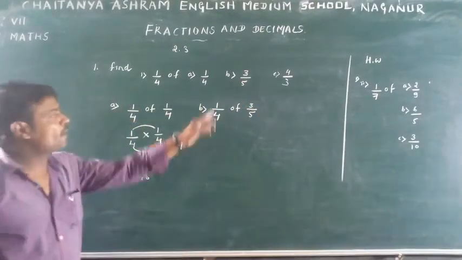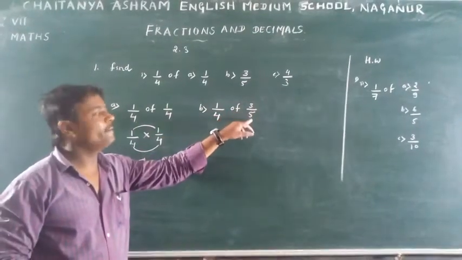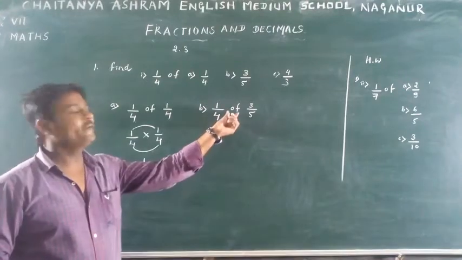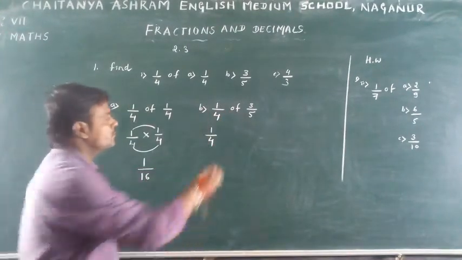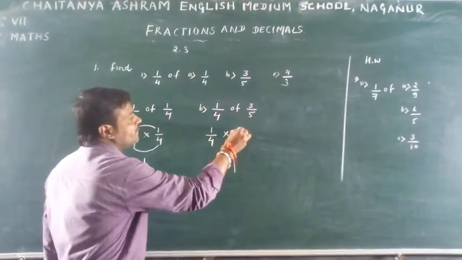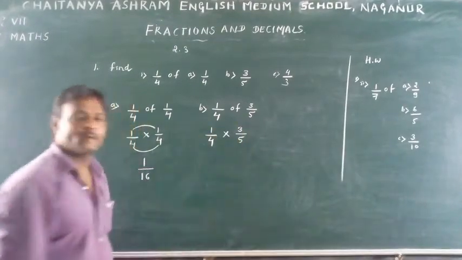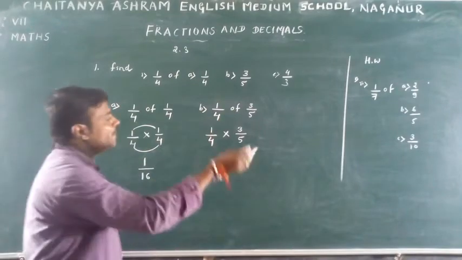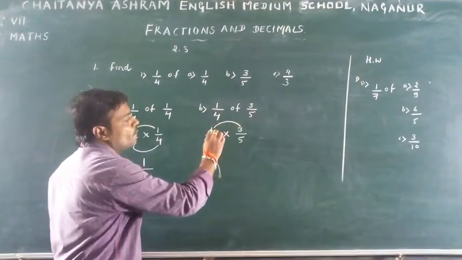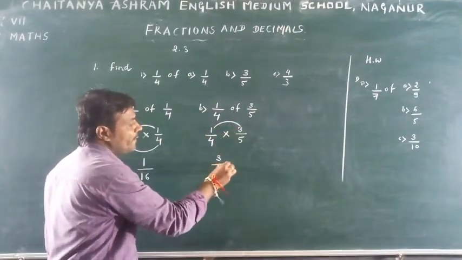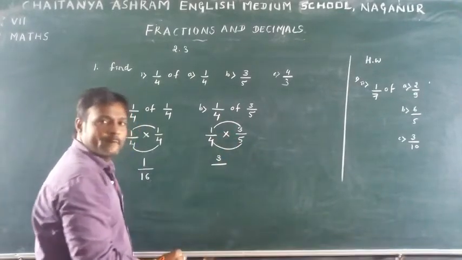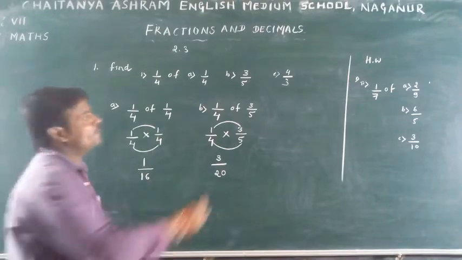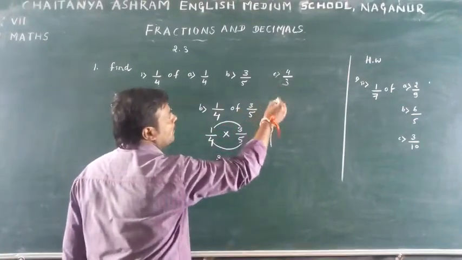And see this second one, 1 by 4 of 3 by 5. Obviously, write 1 by 4 as it is. Of represents multiplication, so write the multiplication sign, 3 by 5. So multiplication of a fraction by a fraction. Multiply numerator to numerator, 1 into 3 is 3, 4 into 5, 4 5s are 20. Clear?